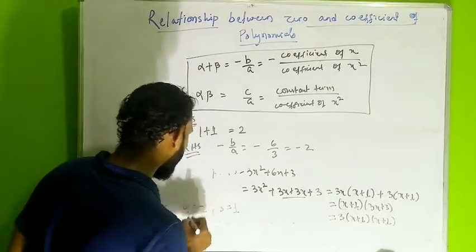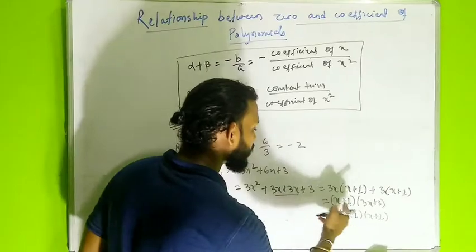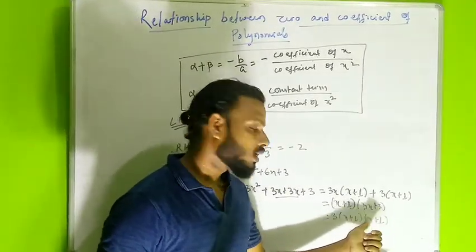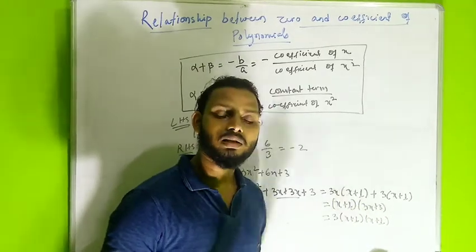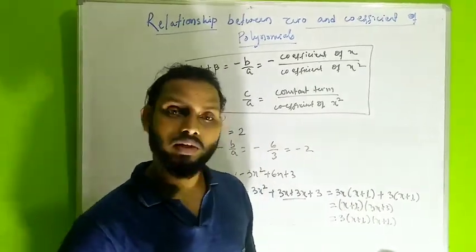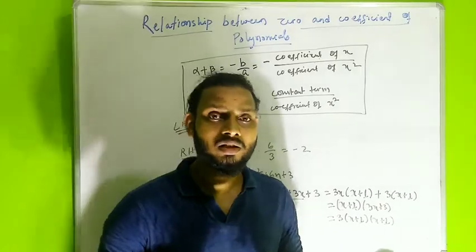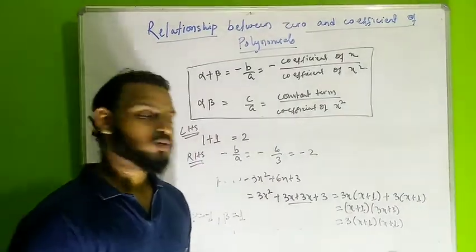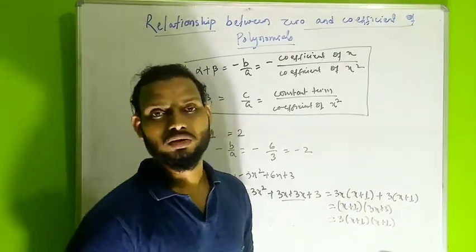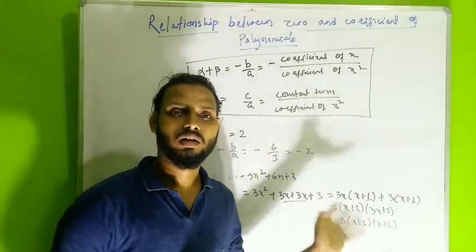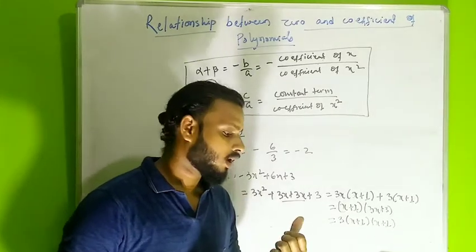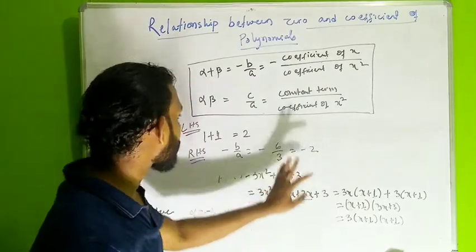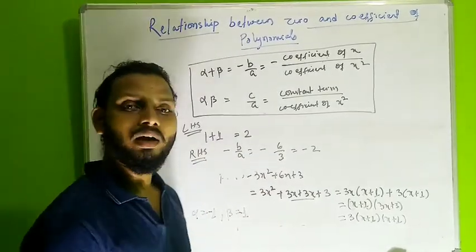Here alpha is equal to minus 1 and beta is equal to minus 1, because if I substitute minus 1 in place of x, you will see it will be 0. So the zeros will be minus 1 and minus 1. That means the zeros are repeated zeros. We'll discuss that type of zeros in the next chapter, but till then, we'll just consider that the zeros are minus 1 and minus 1.